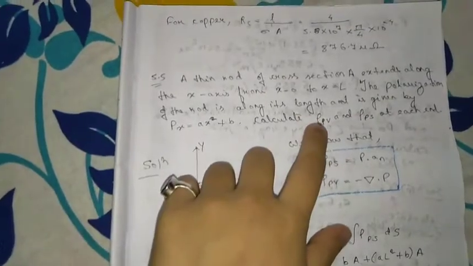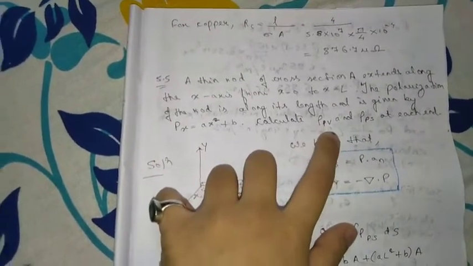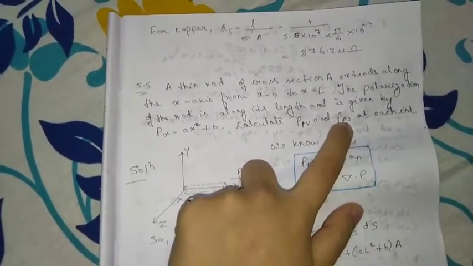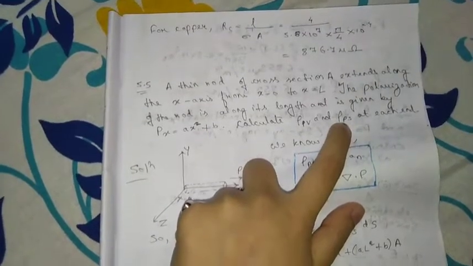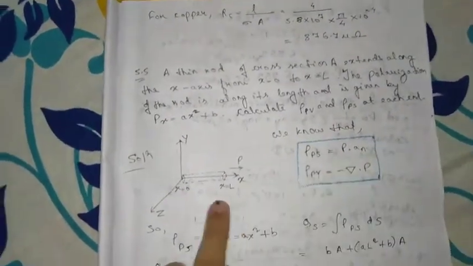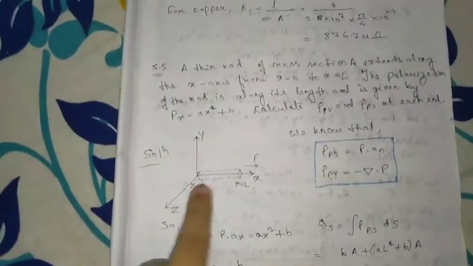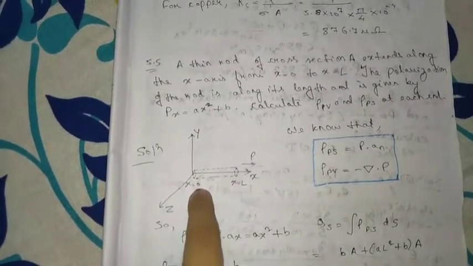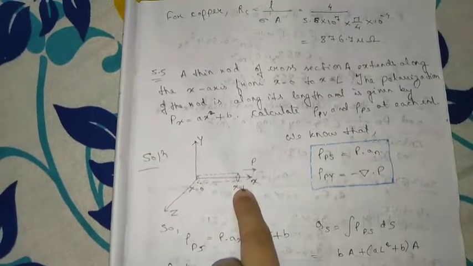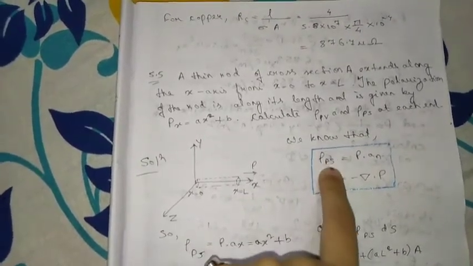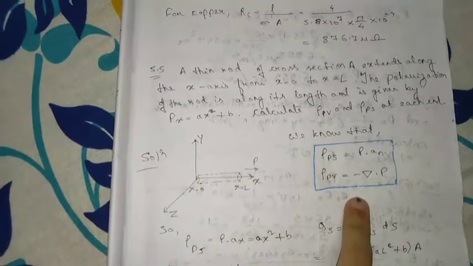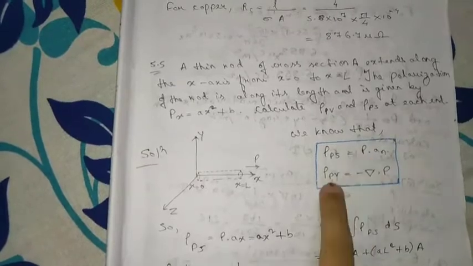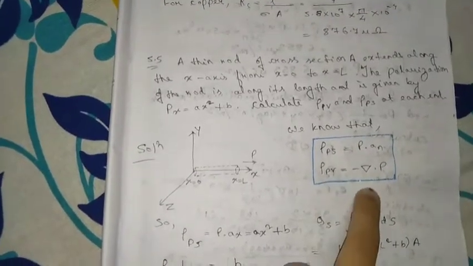So what is rho pv? That is the bound volume charge density, and this one will be the bound surface charge density, with subscript p for polarization, at each end. We can assume x-axis, y-axis and z-axis, and consider this rod along the x-axis from x equal to 0 to x equal to L. So these are the formulas. For bound surface charge density we use this formula, and for bound volume charge density this formula.